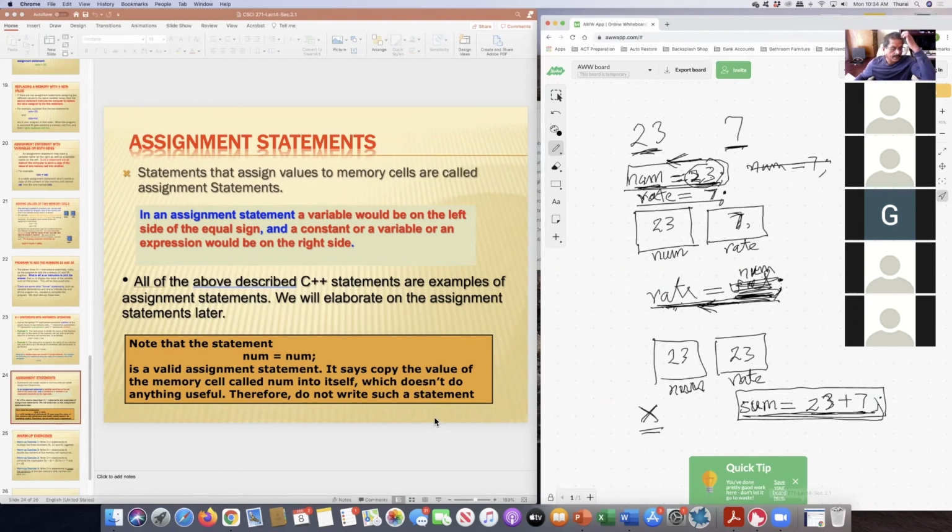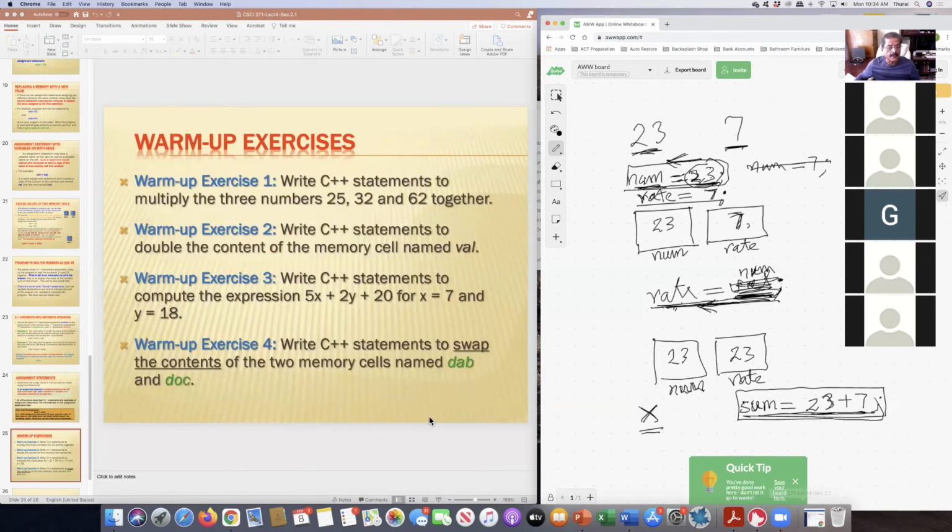All right, so let's think about some exercises here. To multiply three numbers, 25, 32, and 62 together, go ahead and write the statements.